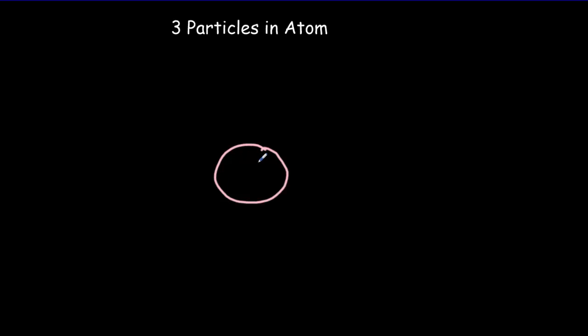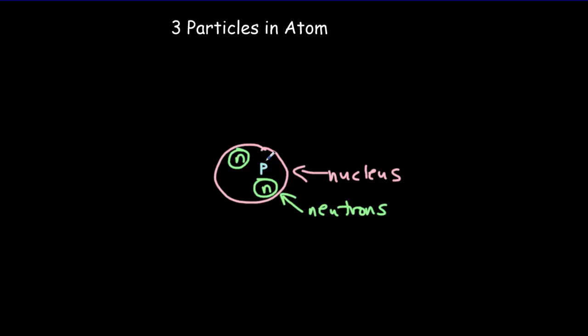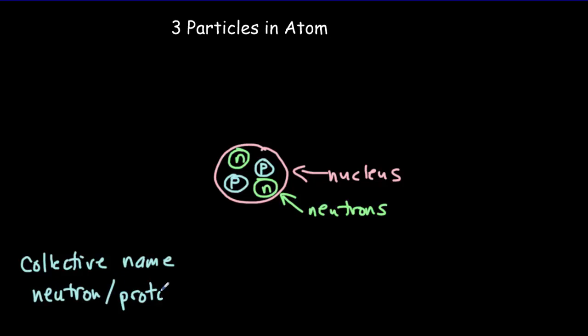There's a central core to the atom, which we call the nucleus, and inside that central core there's going to be some neutrons and some protons. And we have a collective name for those particles found within the nucleus. So if it's a neutron or a proton, we can give it the collective name and call it a nucleon. A particle that's found within a nucleus.